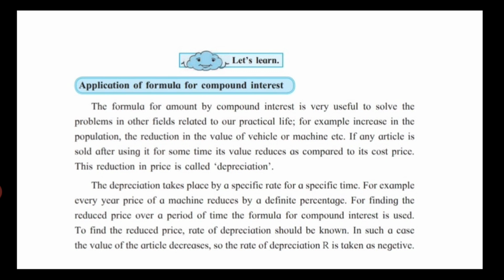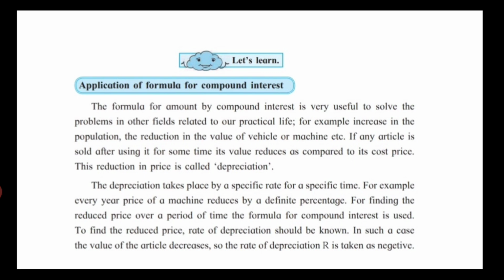If we want to find out how much percent reduction in the price of the machine has taken place, we can use that amount formula. To find the reduced price, the rate of depreciation should be known. In such a case, the value of the article decreases, so the rate of depreciation R is taken as negative. Whenever there is depreciation or reduction in price, or we see words like depreciation, deduction, decrease, reduction, when all these words are there in the question, we have to take the value of rate R as negative. So always read the question carefully.